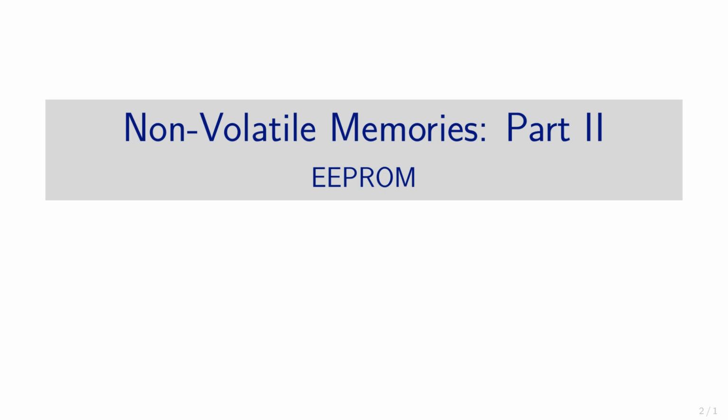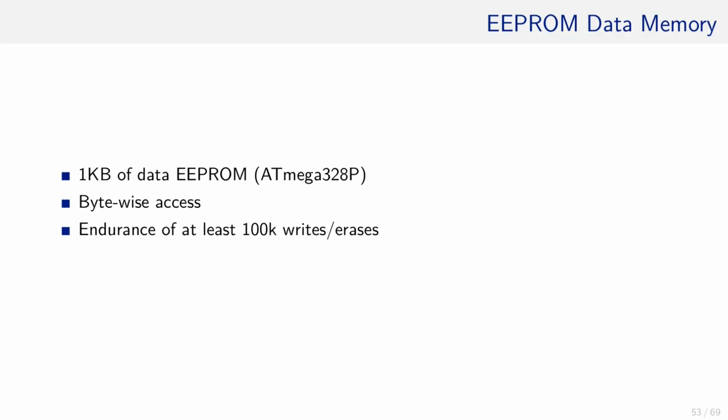Welcome back. In the second half of the chapter, we will talk about the other non-volatile memory that is designed to store data, the integrated EEPROM. The ATmega 328P has 1 kilobyte of it. On average, every byte can survive a rewriting of about 100,000 times, which is 10 times more compared to the flash memory.